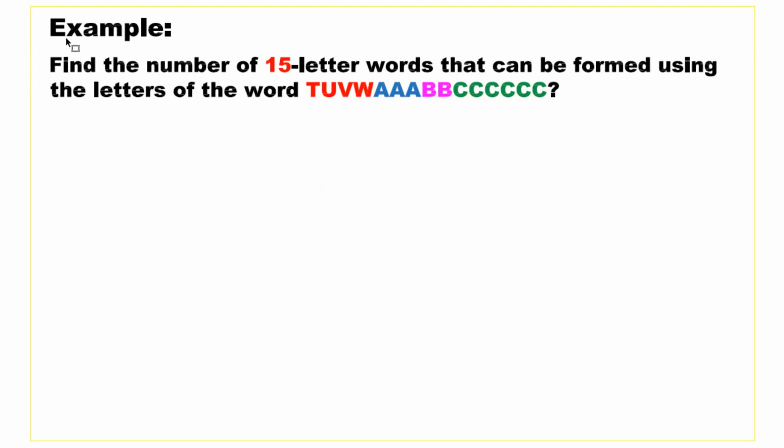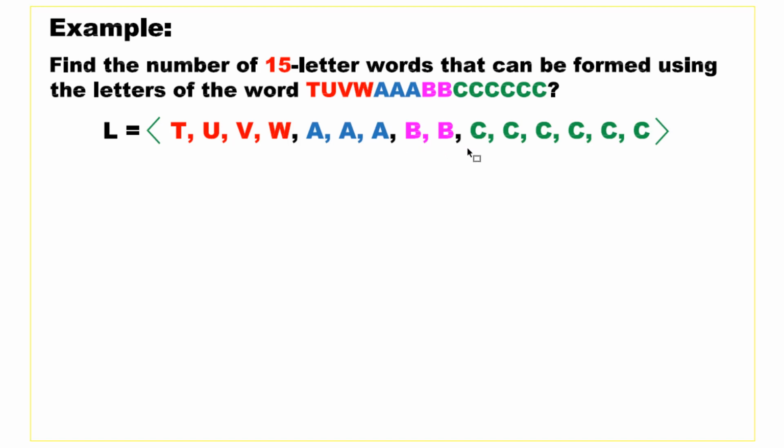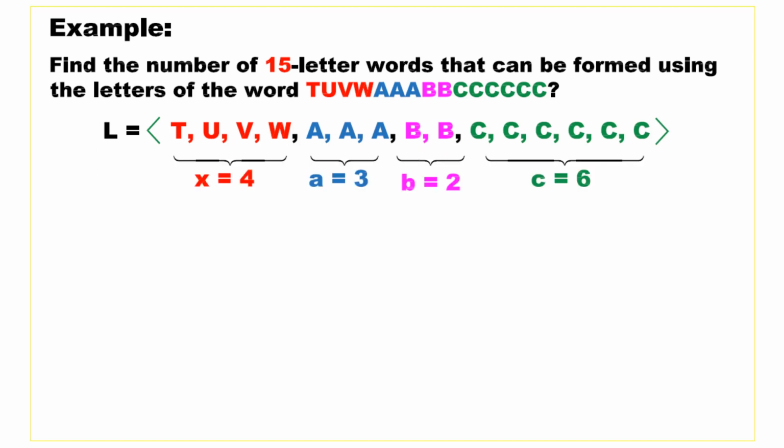So we have a question here. Find the number of 15 letter words that can be formed using the letters of the word T, U, V, W, 3 A's, 2 B's, and 6 C's. The first thing we do, we write the list of these letters, and we find the number of non-redundant letters and the number of identical letters. We add them together and we get n equal to 15. So we are forming 15 letter words, and we are having here 15 objects.